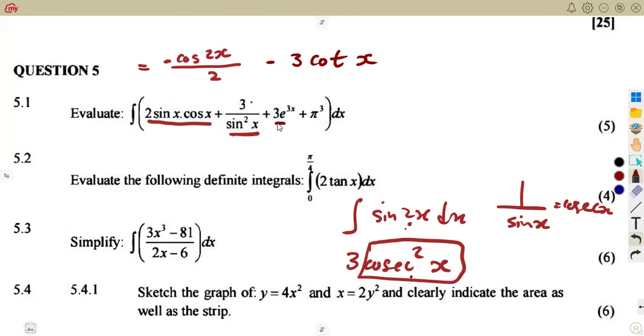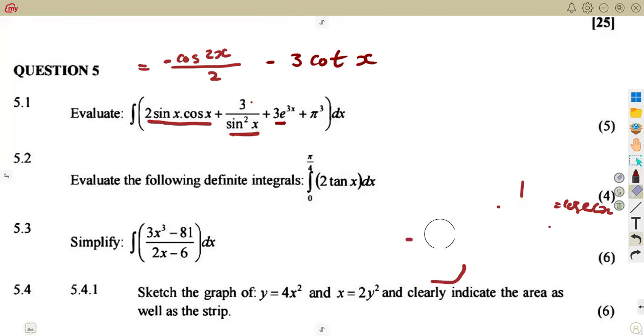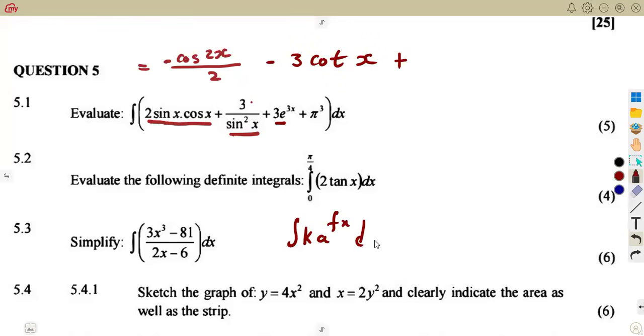We move on to this one. Can we integrate an exponential the way that it is like that? Yes, an exponential can be integrated. Remember, on our derivatives, we have the derivative of an exponential like that. Also, the integration of k a to the exponent of f of x with respect to x will give us what? k a to the exponent of f of x over the first derivative with respect to x times the ln of a.